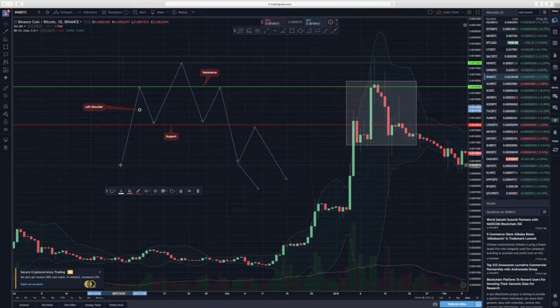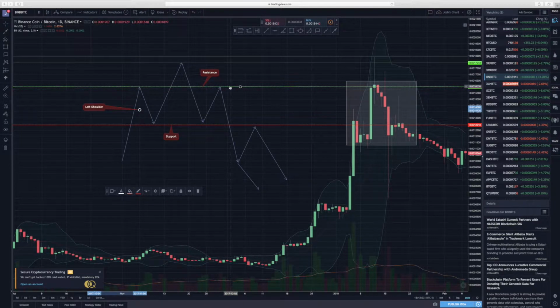But that's the formation. It shows a shoulder by meeting a resistance and a support. Then it shows a head by meeting another resistance and a support. And then it shows the right shoulder by meeting the same resistance as before and breaking through the support.